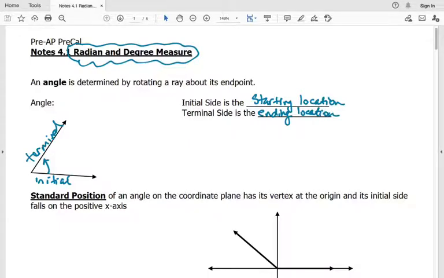Okay, we use different Greek letters to name an angle, so we might name it with the letter theta. We call that theta. We use Greek letters. We also use the Greek letter beta. Sometimes we use the Greek letter alpha. Those are ways that we name angles a lot. All right, let's move up a little bit.